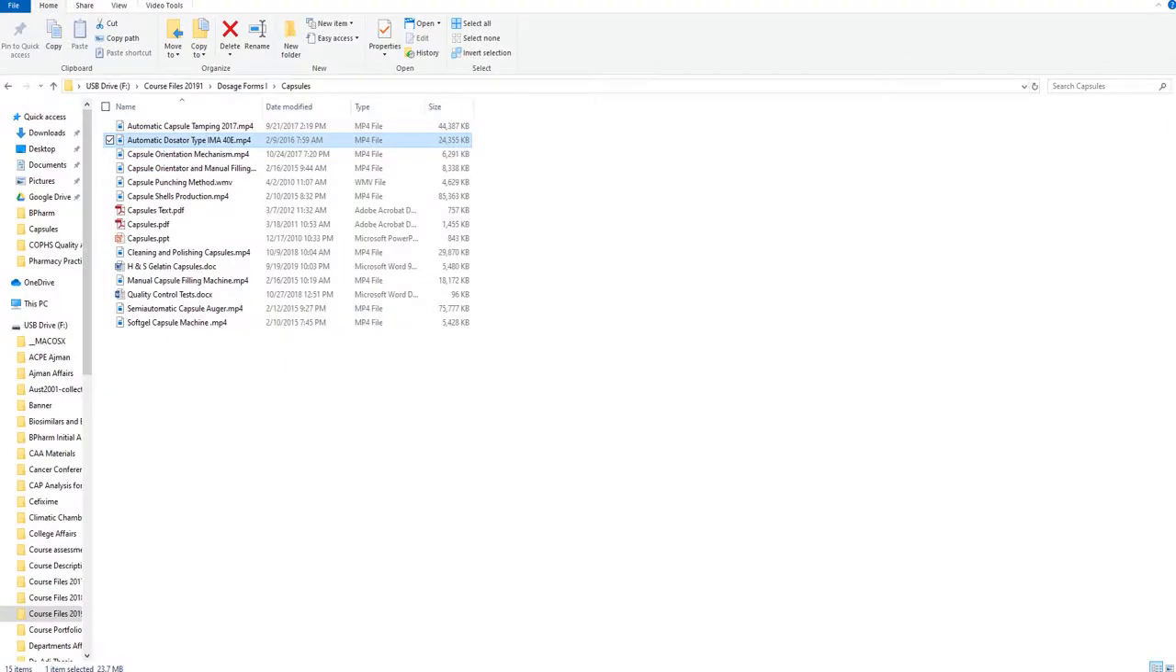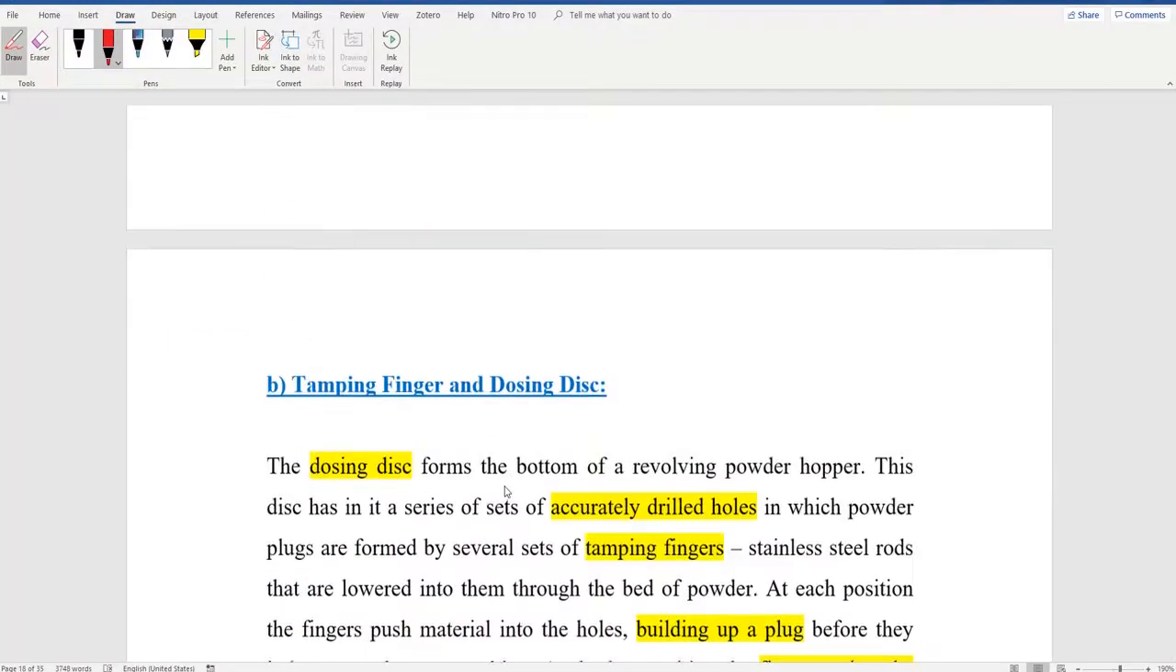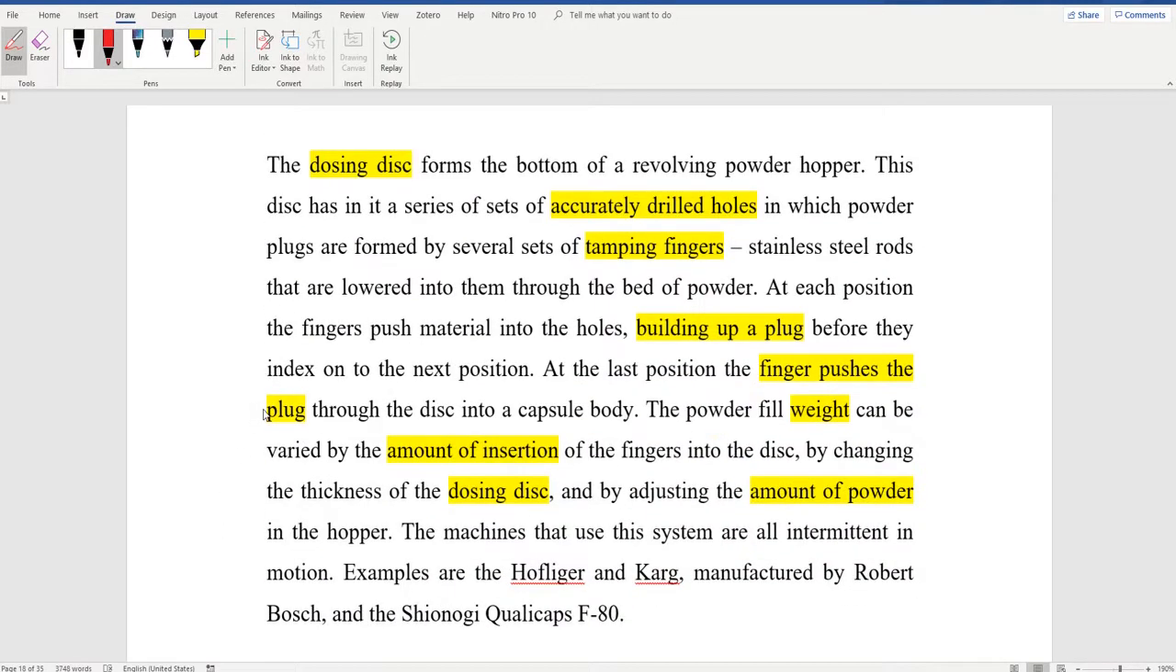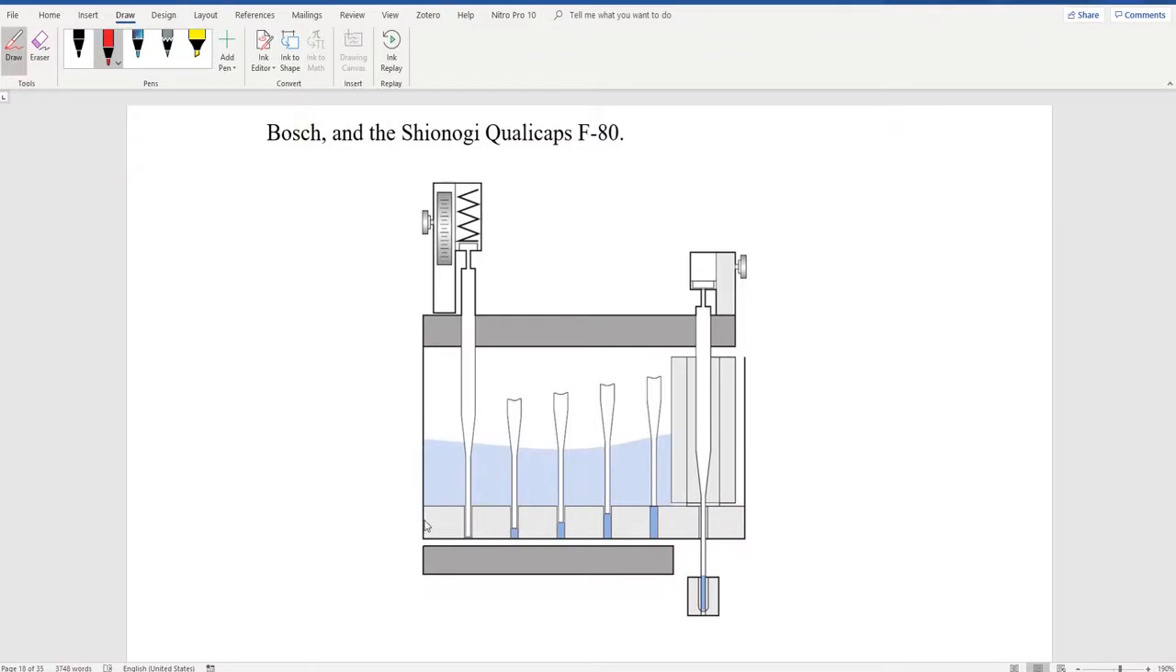Okay, now we will talk about the last one, which belongs to the independent dosing system, which is referred to as the tamping finger and dosing disc type. Let me show you the configuration of this machine, explain it to you, and then we'll watch a video about that.